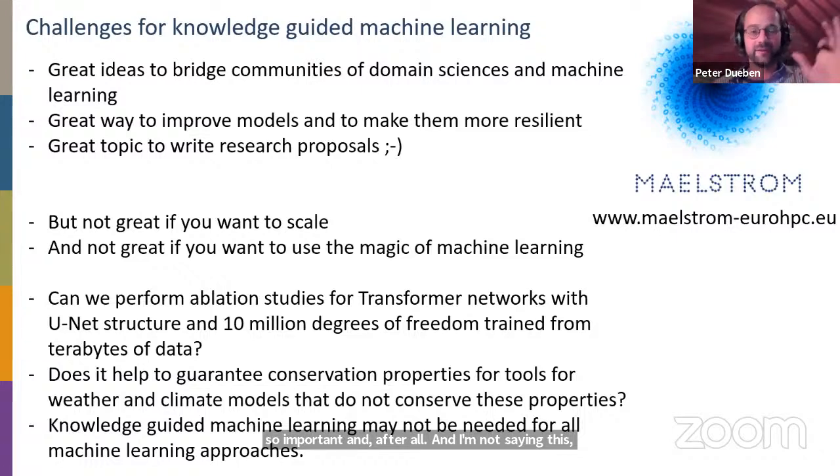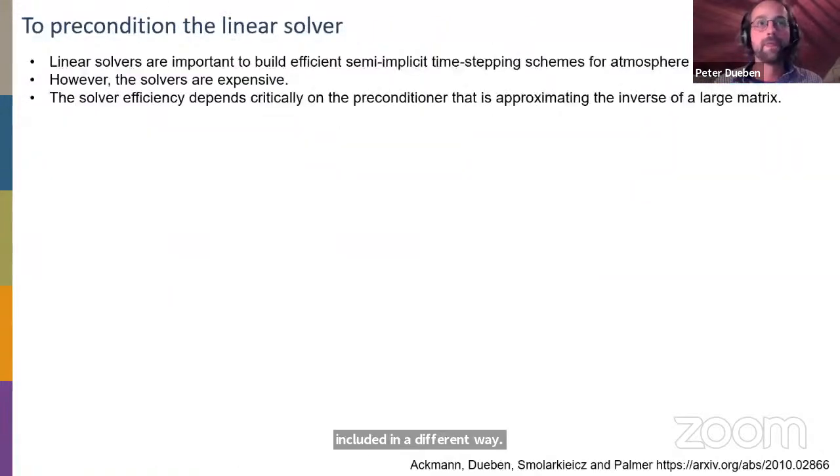On the contrary, I've given you an example with the Lorenz 63 model, where I really show that it's important that we follow up looking into these. But let's focus on the last point, where I wanted to give you an example where knowledge-guided machine learning may be intrinsically included in a different way than what we've seen so far, which is the preconditioning of linear solvers.